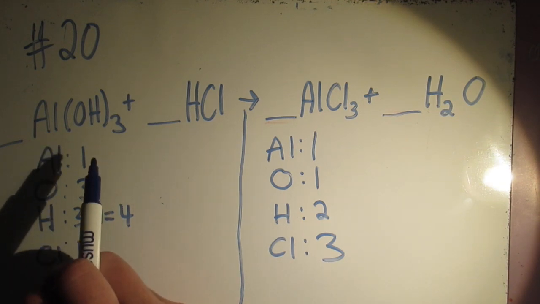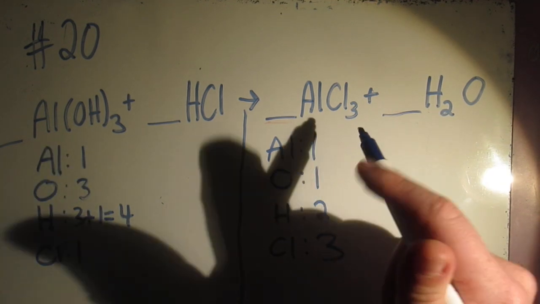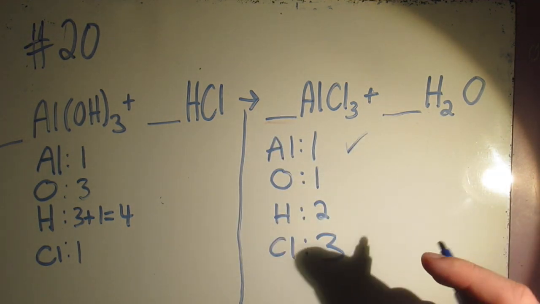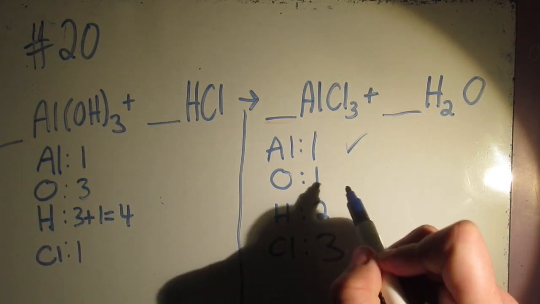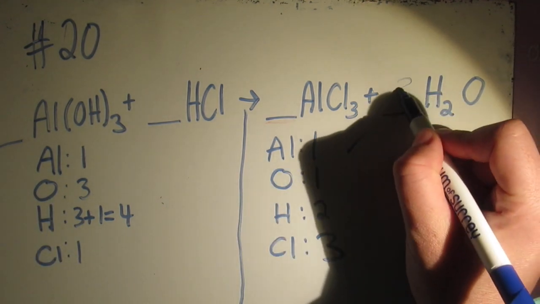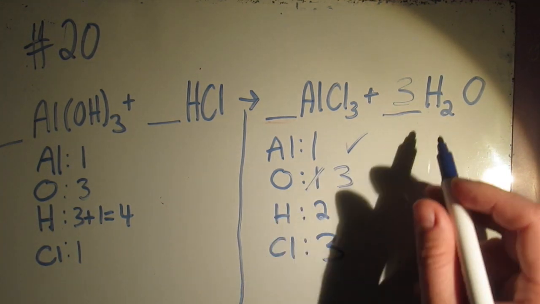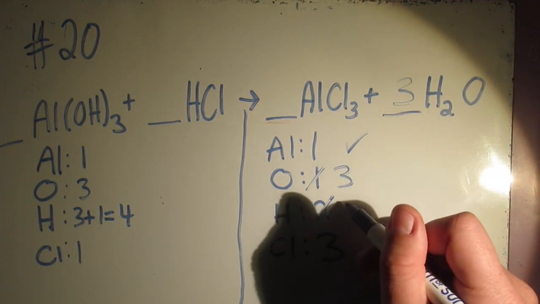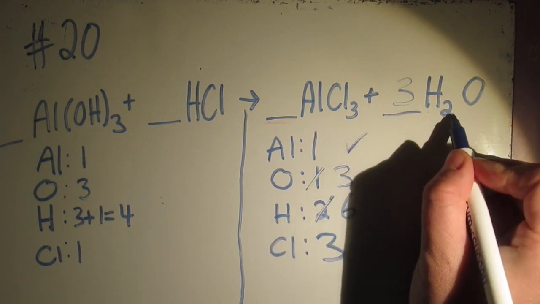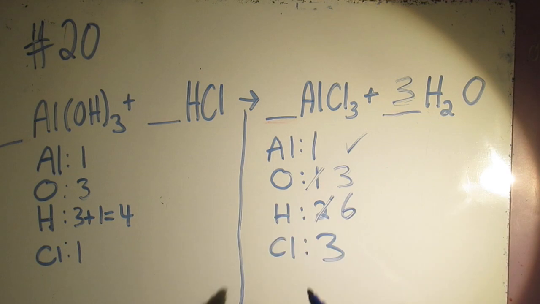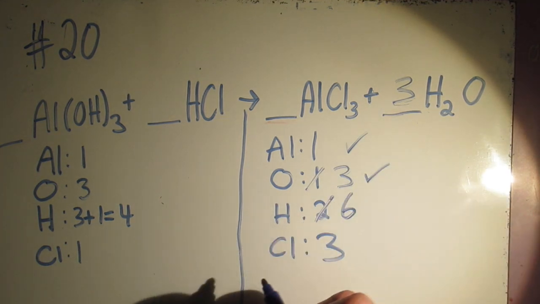So we'll start at the top. So aluminum's good for now. That might change, but for now it's check. And oxygen, we need more of on the product side. We have 3 on the reactants. We want to have 3 over here, so I'm going to put a 3 in front of the water. And that also, remember, changes the hydrogen. So that's going to give us 6 because 3 times 2. So I'm just going to go over that. That's kind of a little thin. Okay, so our oxygens are good.